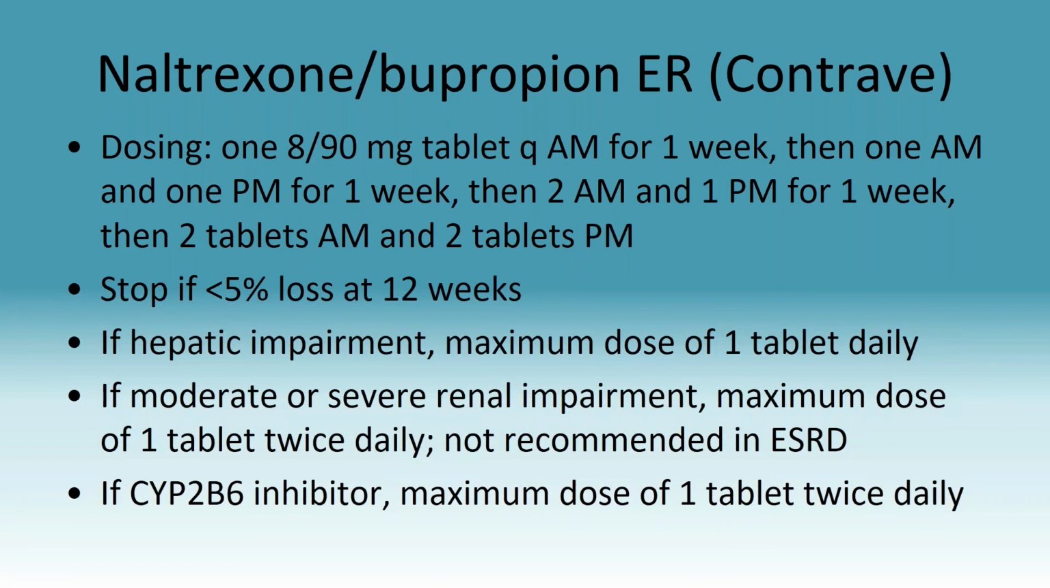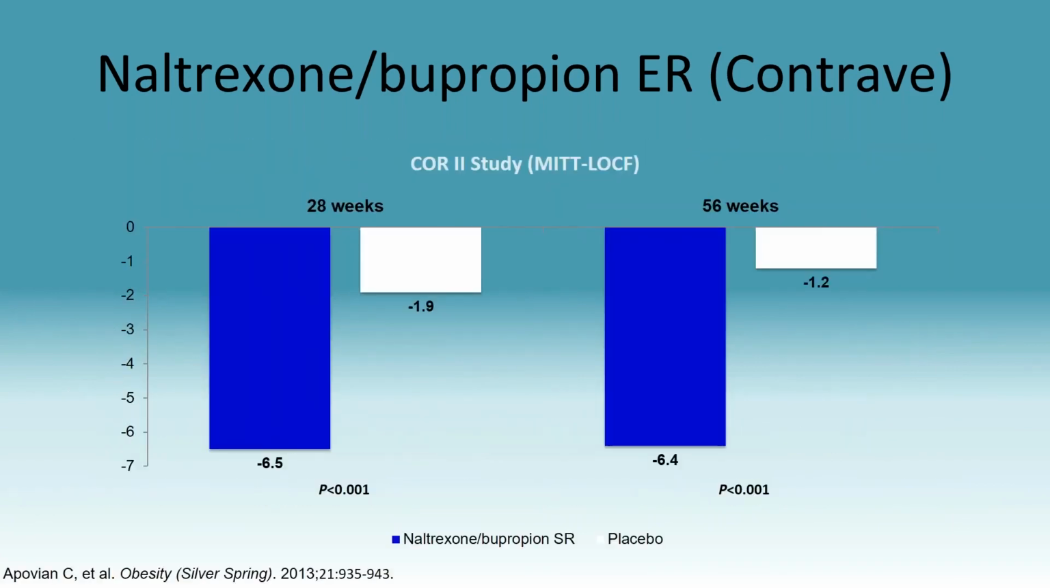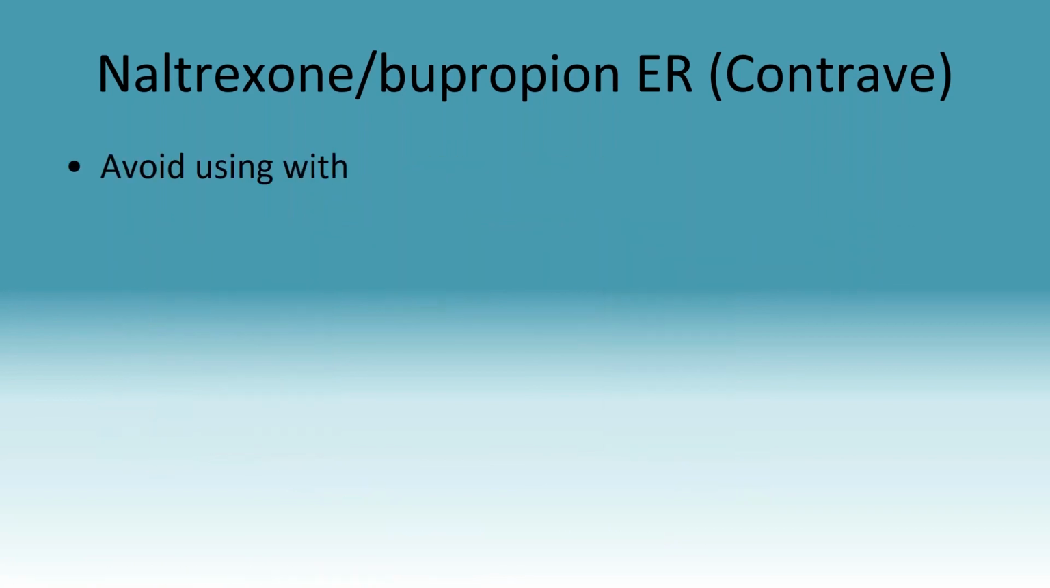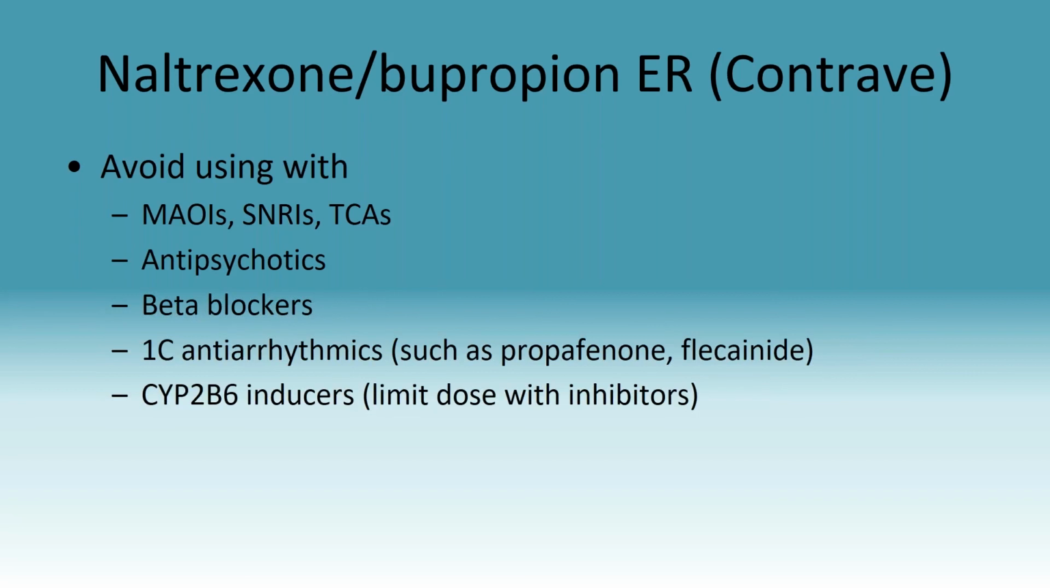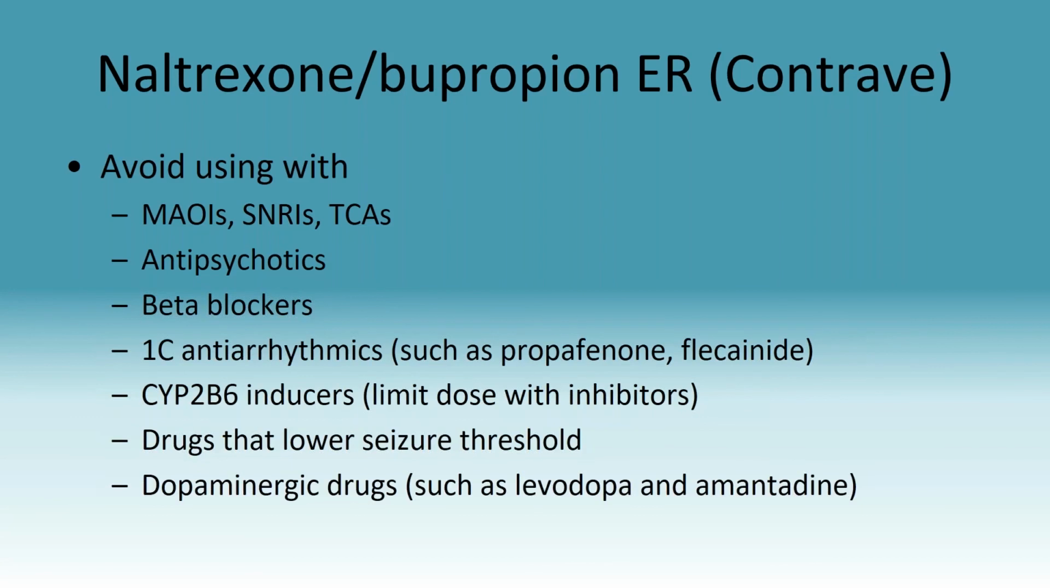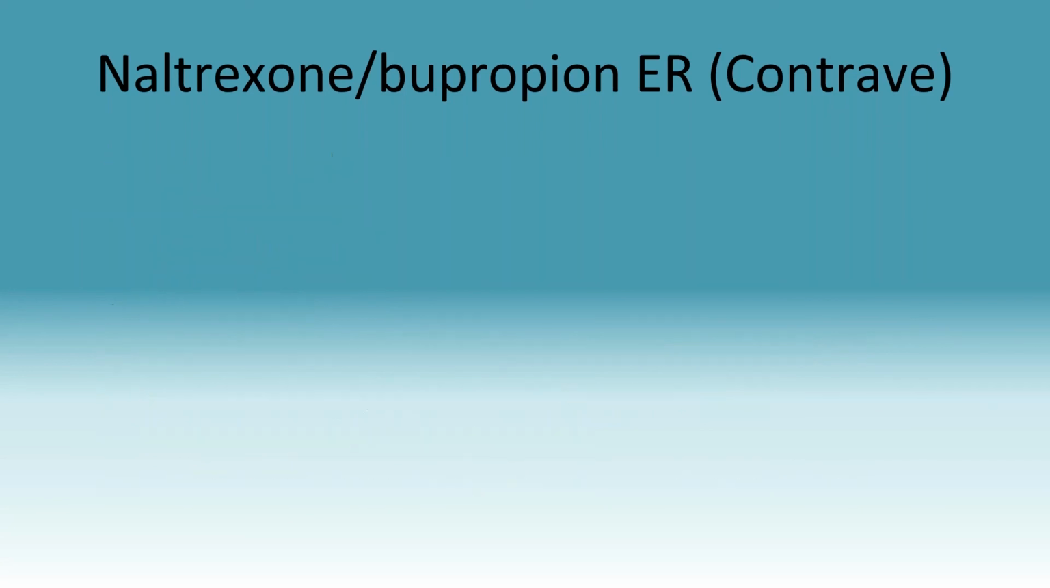And so this is most easily found using whatever you otherwise use to check for drug interactions before you prescribe a medication. In the Core 2 study, this showed significantly more efficacy than placebo, reaching approximately 6 to 7% total weight loss at 6 months, and also maintained that beyond 1 year. This medication should not be used with a number of medications, including MAOIs, SNRIs, tricyclic antidepressants, antipsychotics, beta blockers, antiarrhythmics, and as we said before, certain hepatic enzyme inducers. So again, these should be checked before prescribing. And then drugs that lower seizure threshold and dopaminergic drugs like levodopa and amantadine.